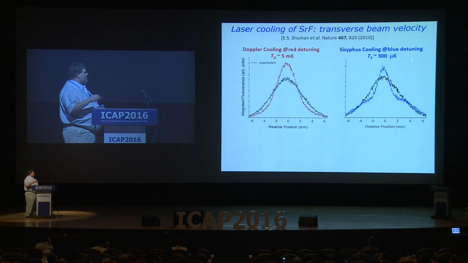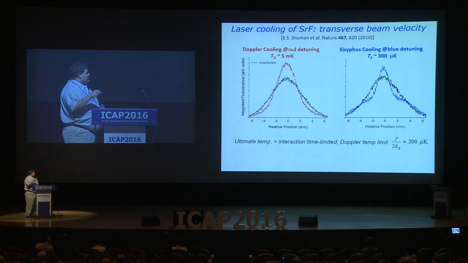We also saw a form of Sisyphus cooling. This is a well-known effect, the same Sisyphus cooling effect that's used in gray molasses and some older experiments, but it only works when the lasers are blue detuned. And this got us to much lower temperatures in one dimension. Just to give you a sense of scale, the ultimate temperature here was interaction time limited, but the Doppler temperature limit for strontium fluoride, it's about what it is for alkalis, about 200 microkelvin.